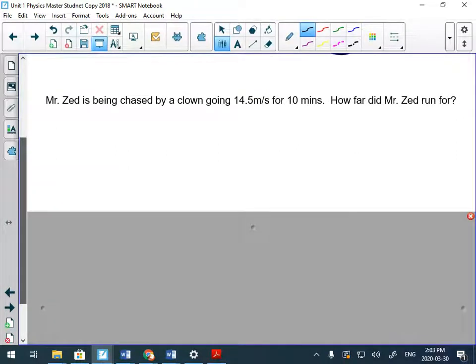Mr. Z is being chased by a clown going 14.5 meters per second for 10 minutes. How far did Mr. Z run? Okay, so this is a little bit trickier problem. Let's write down our formula. Now, what we're going to get into the habit in physics of doing is writing a little toolbox over here.